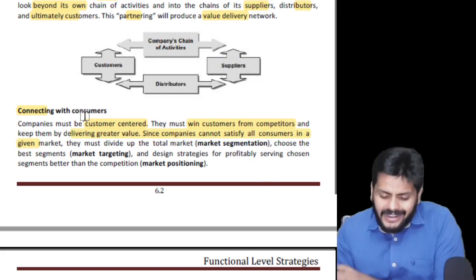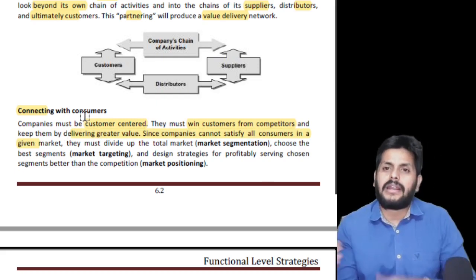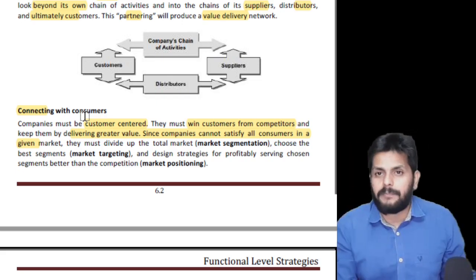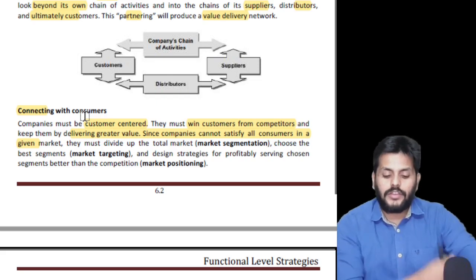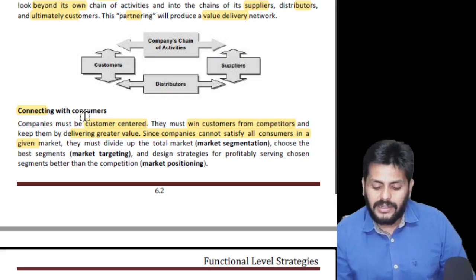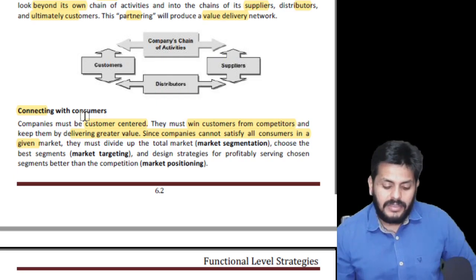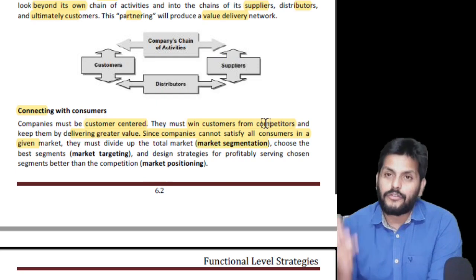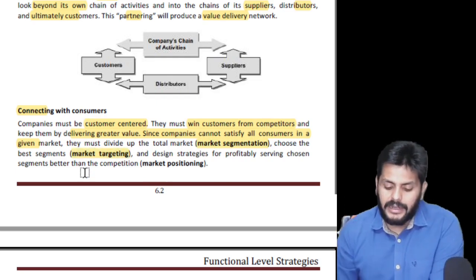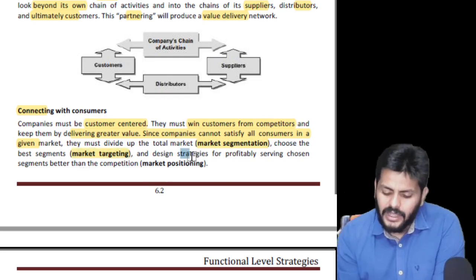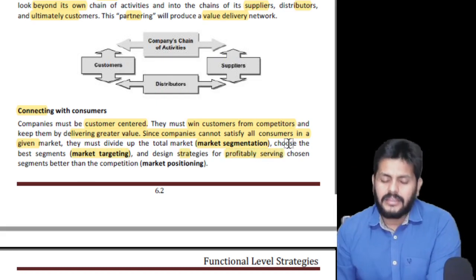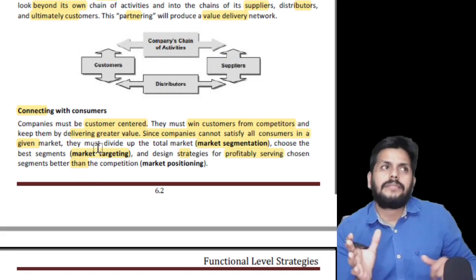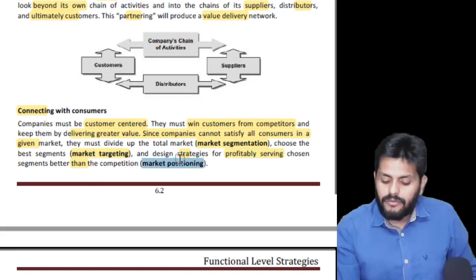Since companies cannot satisfy all customers in a given market, take this for granted. You can't satisfy everybody in the market, it's not possible. So what you should do, since companies cannot satisfy all consumers in a given market, they must divide the total market, that is market segmentation. Choose what your best segment is, market targeting, and design strategies only to profitably serve the chosen segments better than the competitors, and wherein in your target market you will go for market positioning.